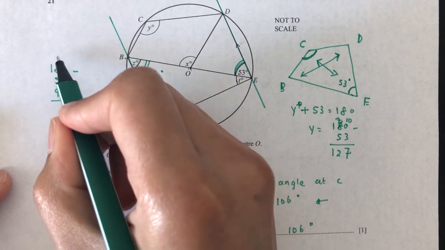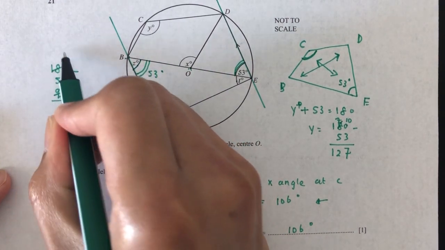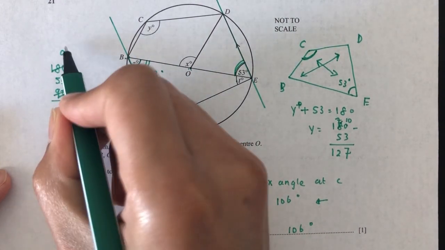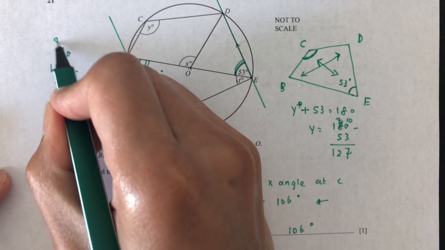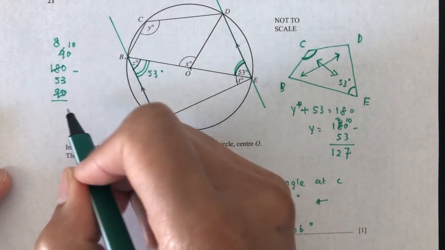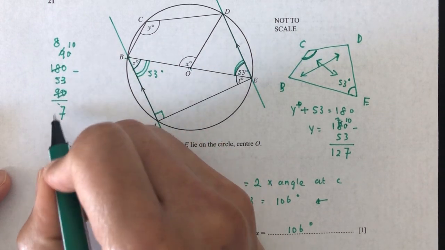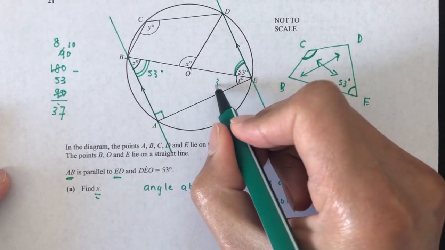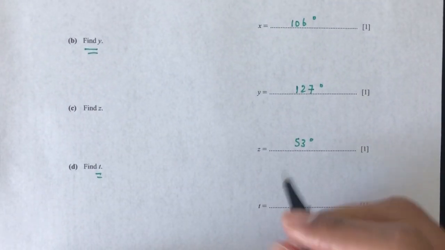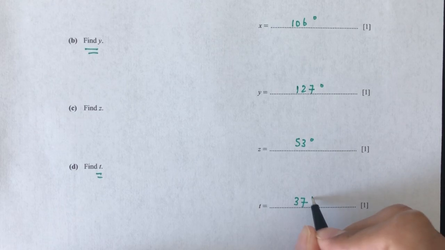So let's do the math. 90 minus 53: 10 minus 3 is 7, 8 minus 5 is 3, so 37. So angle T will be 37 degrees. So that was the last part of this question.